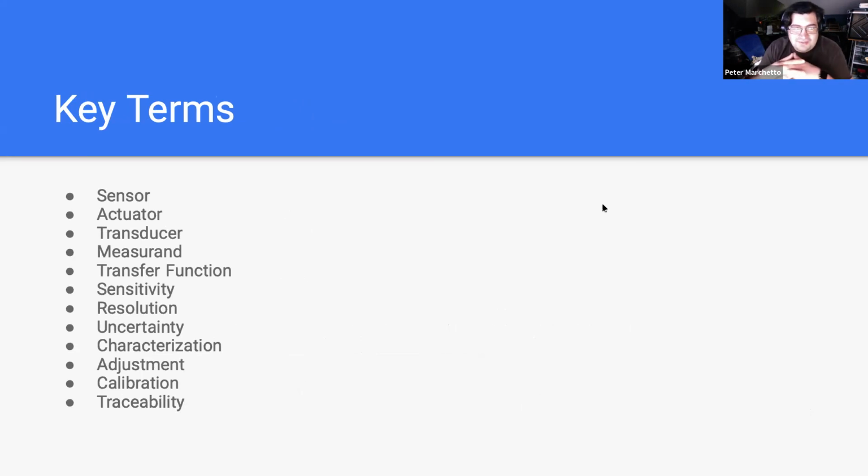Anyway, we've got a couple of key terms that we're going to be going through today. So it's vocabulary time. I'm going to be upfront with you. Unfortunately, I believe most of you will be disappointed by the number of plots and charts and graphs in this slideshow. But you may be also surprised at the number of equations and how simple they are to understand, hopefully, if I do my job right. So we're going to start out with just listing these: sensor, actuator, transducer, measurand, transfer function, sensitivity, resolution, uncertainty, characterization, adjustment, calibration, and traceability. And don't worry, there won't be a quiz.